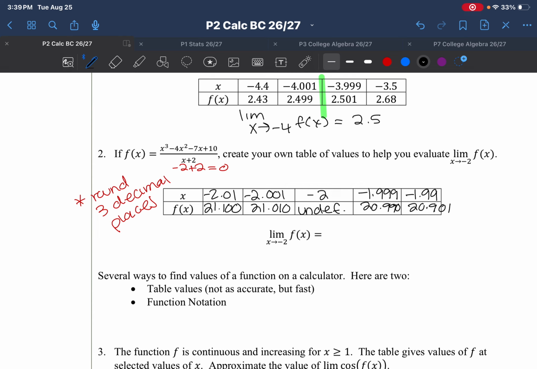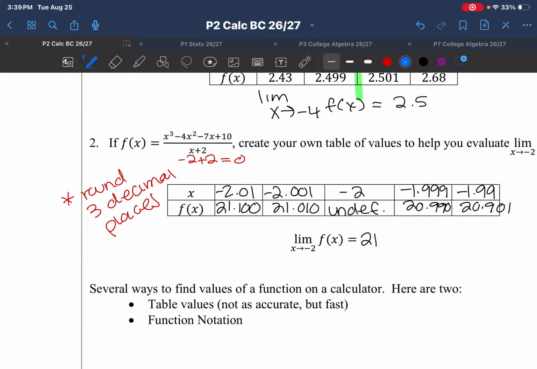Now we clearly see that as x is approaching negative 2 from both the left and the right, the function is going to approach 21. Again, how I did this on the calculator is I typed in f of x, and then I defined it as a function. After I define it as a function, I'm able to do f of the value to get an answer, and that's what I was continuously doing.